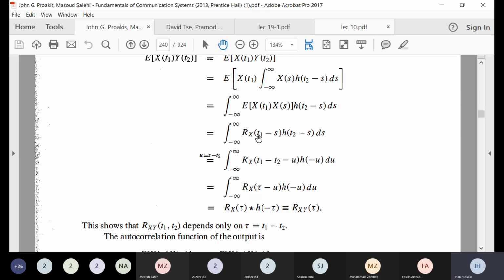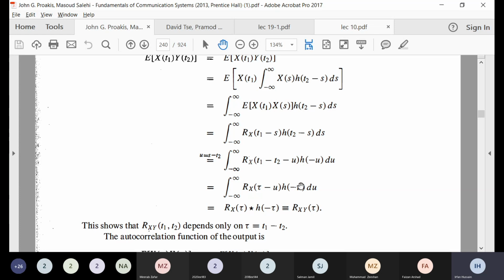So this becomes autocorrelation T1 minus S, right? I use some substitution. U is equal to S minus T2. So this becomes minus U. This becomes autocorrelation. I change the variables. This becomes minus of U, and S is replaced by U plus T2, so minus S minus T2, minus U. T1 minus T2 is our tau, minus U, H of minus U. So what is this thing?